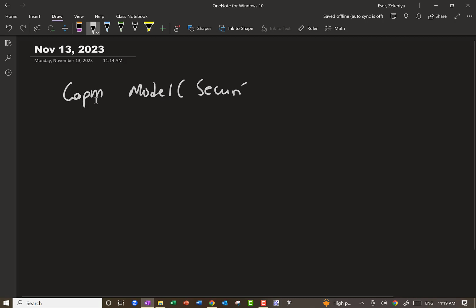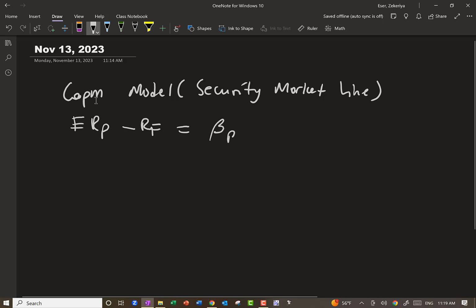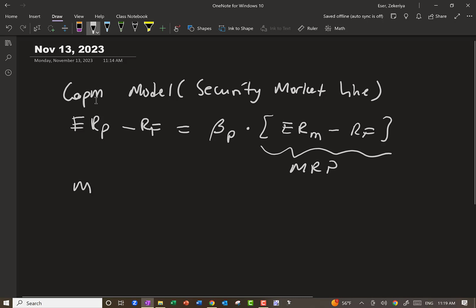If you remember the CAPM model, this is also known as the security market line. Did you guys have this covered in your basic finance class? Have you seen something like this? For any portfolio, expected return on the portfolio minus the risk-free rate is equal to beta of the portfolio times expected rate of return on the market portfolio minus the risk-free rate. This is sometimes known as MRP. MRP is market risk premium.